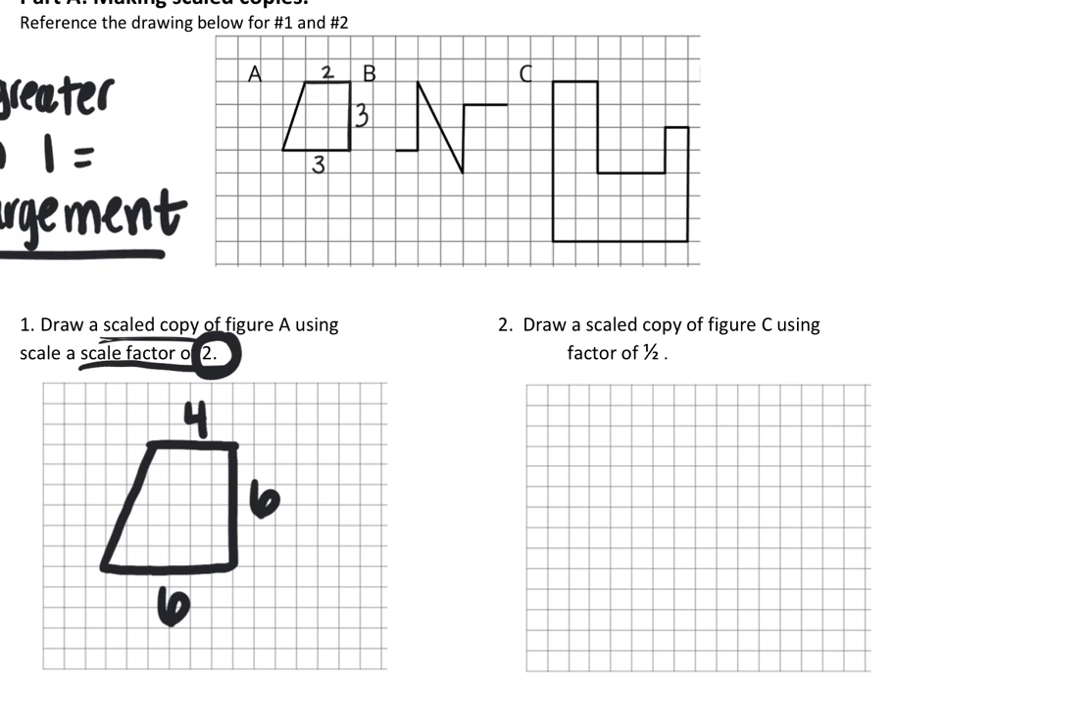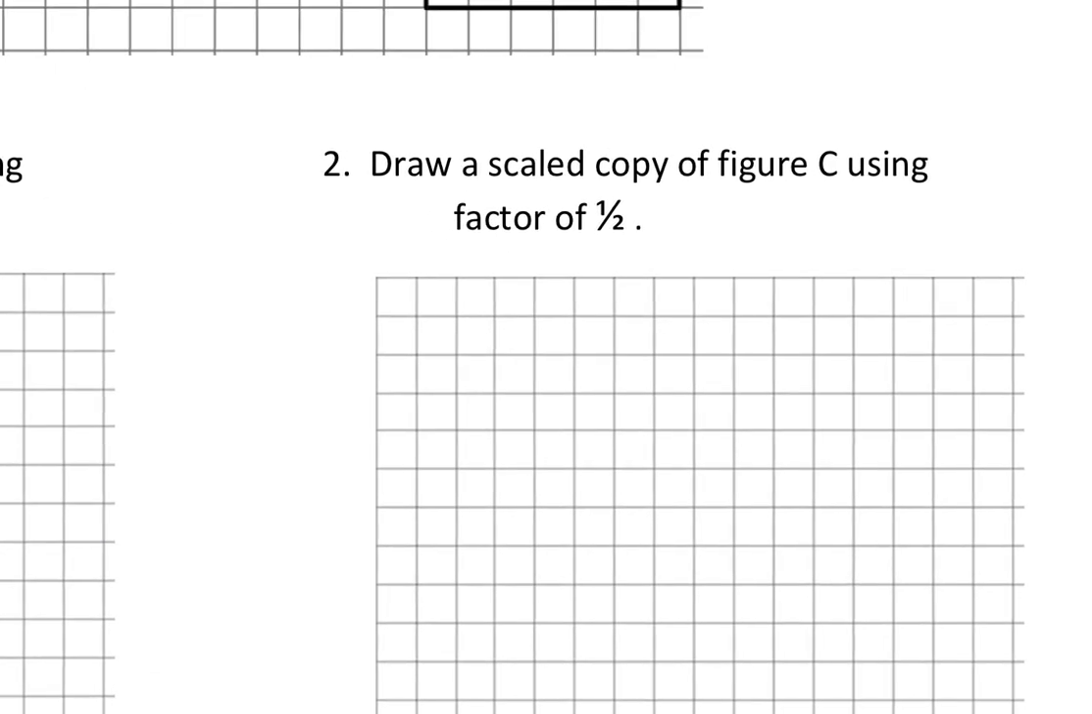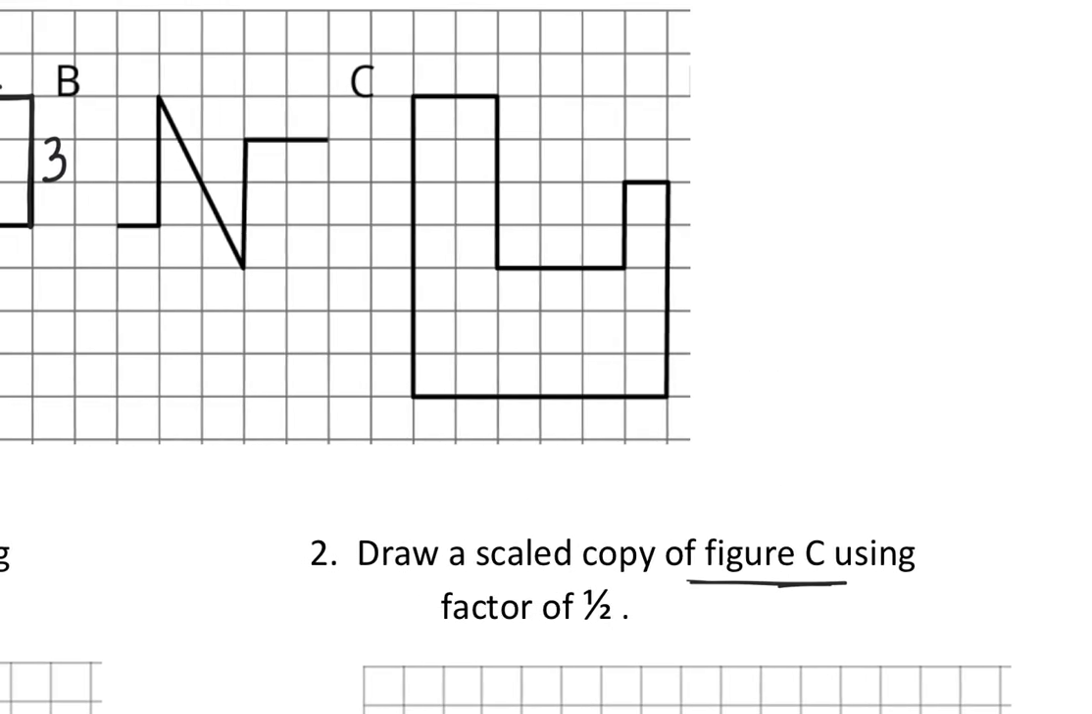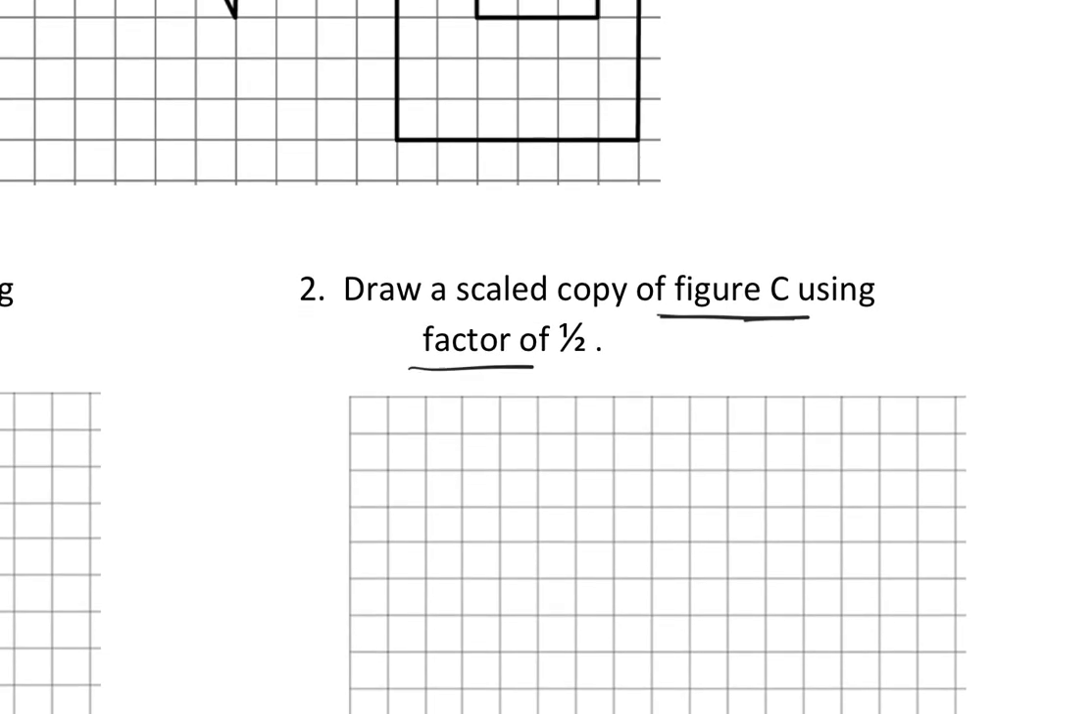Okay, so I'm going to do example 2. I'm still scaling my figure, so I'm dilating, but now I'm dilating figure C. So figure C is this figure here that I'm circling. And I'm using a scale factor of 1/2. This time it is a fraction.